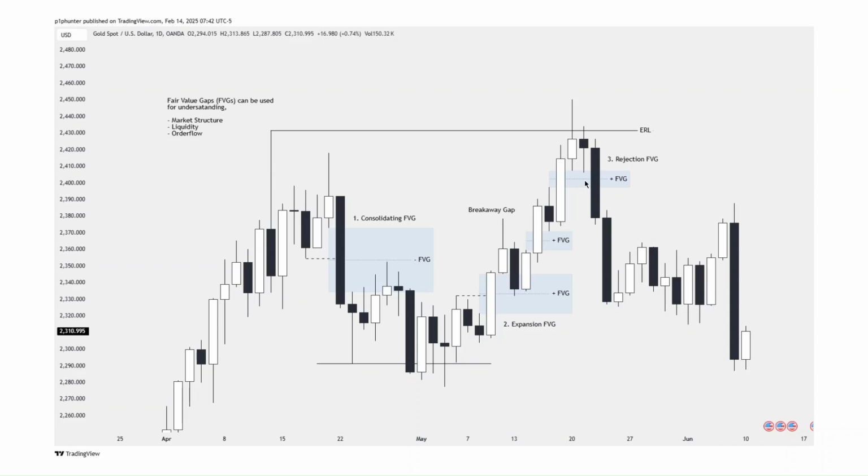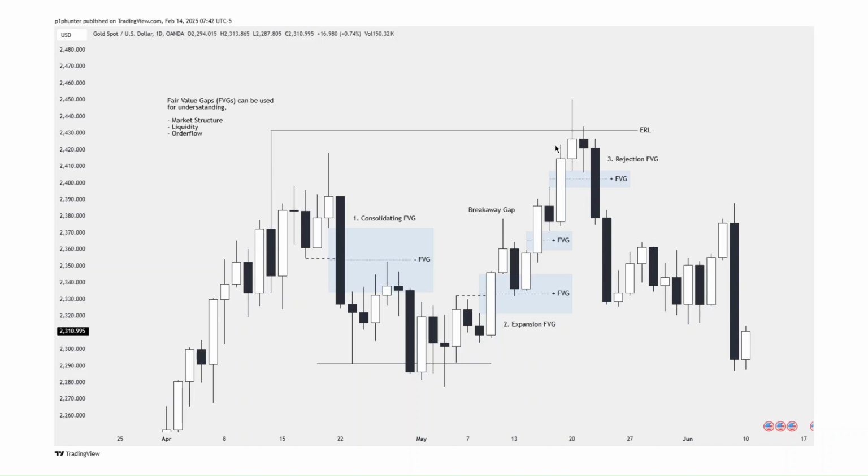Finally, we can see a rejection fair value gap here, which shows the weakness in the trend as well as possibility of a reversal. Some more alpha related to this rejection fair value gap is that we will always see it forming around an area where we have an opposing array. As we can see, we swept the high here and the price started to break down, eventually disrespecting this fair value gap and continuing to push down lower.